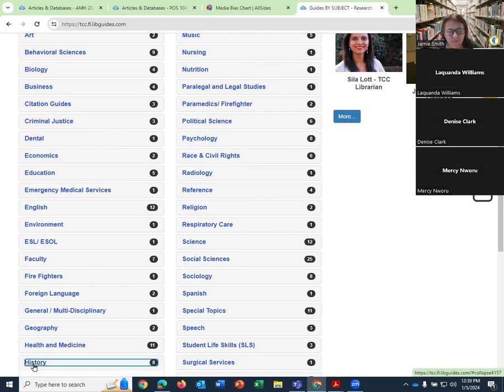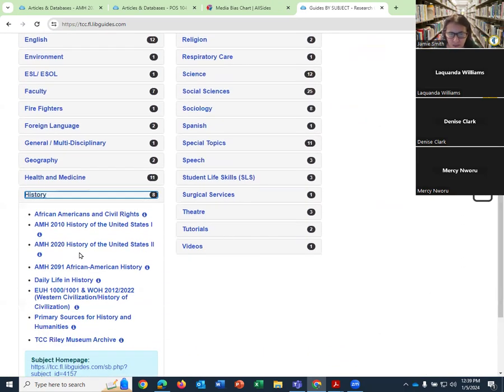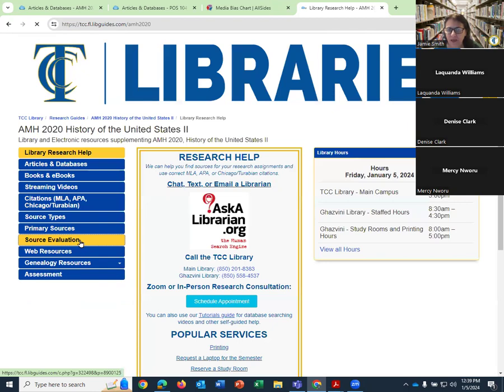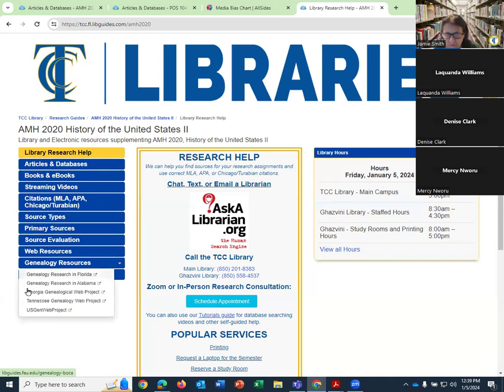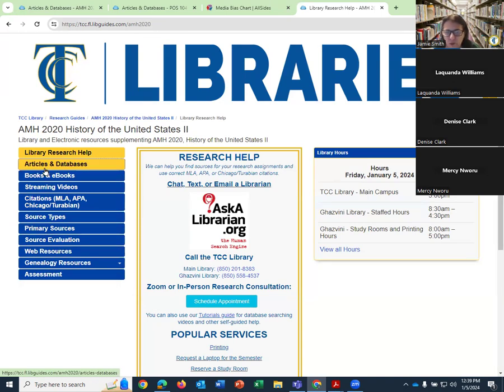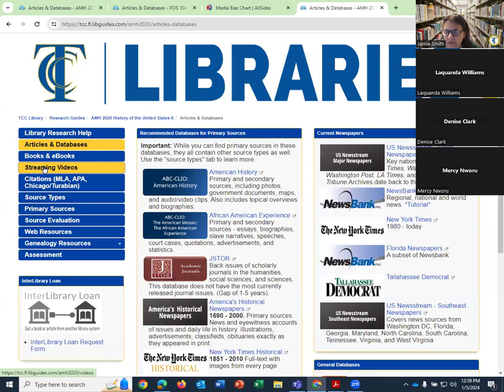I don't know why, no reason in general. And you select it and you pick the class you're taking. And here on the left hand side, all the resource guides, every single one that the library does for research guides, has the same format. So you go right here and click articles and databases.